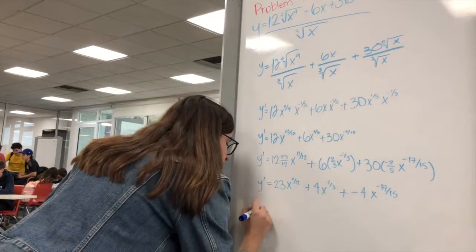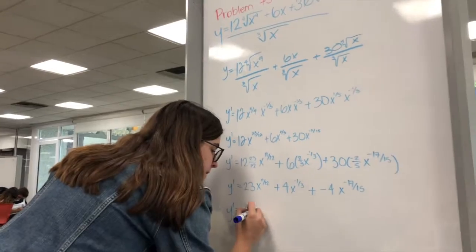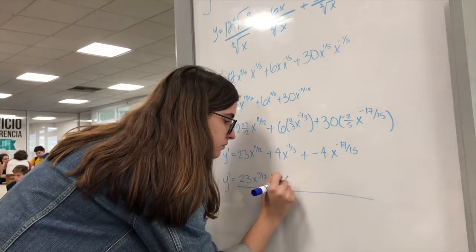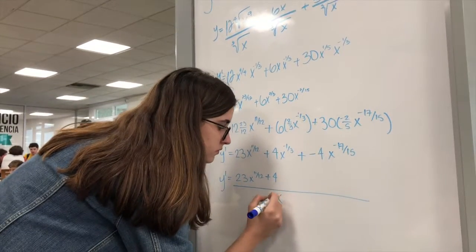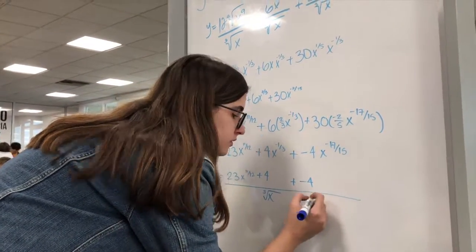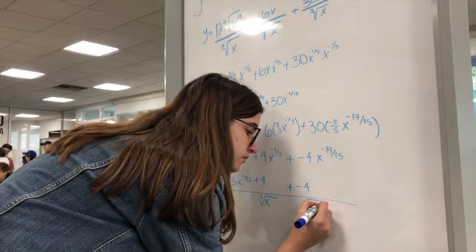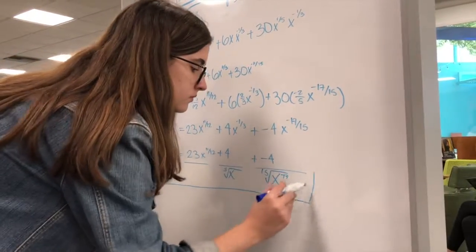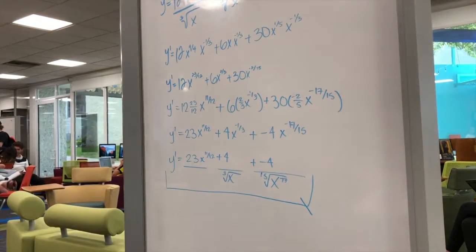Your final answer would be y prime equals 23x to the power of 11 over 12 plus 4 over 3 square root of x plus negative 4 over 15 square root of x to the 17.